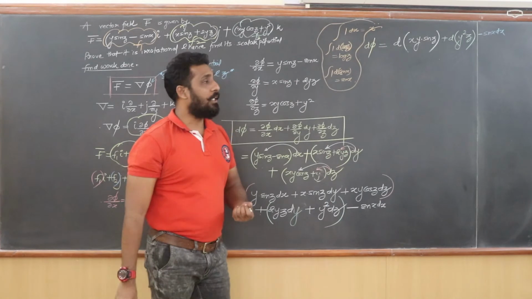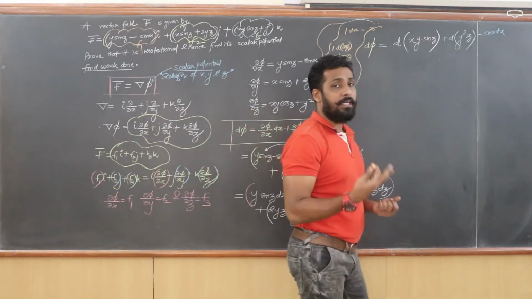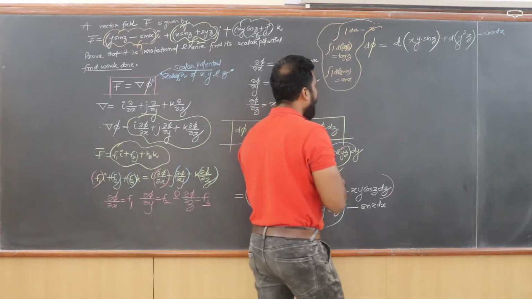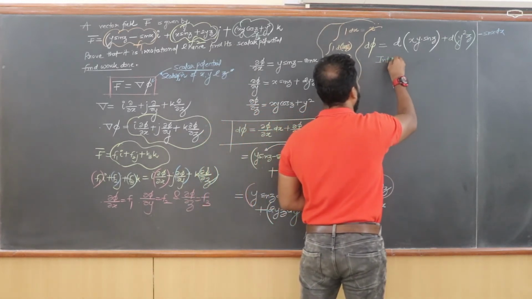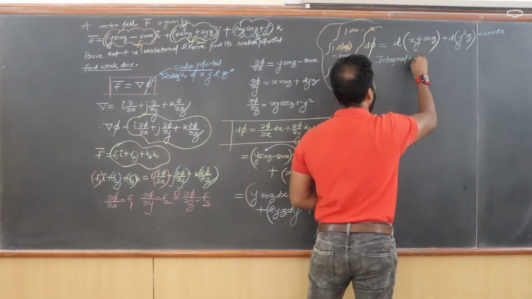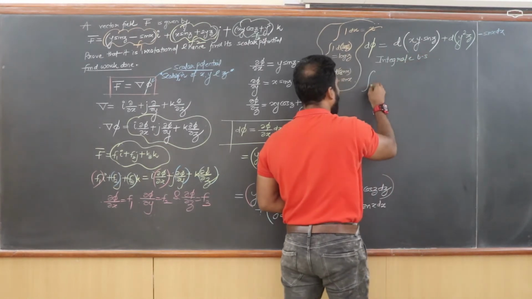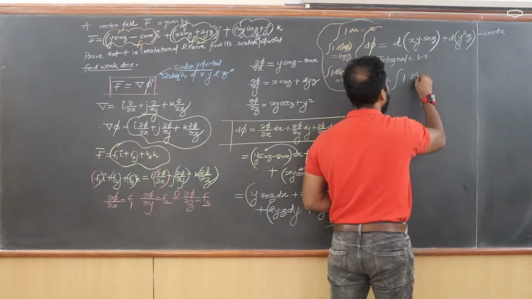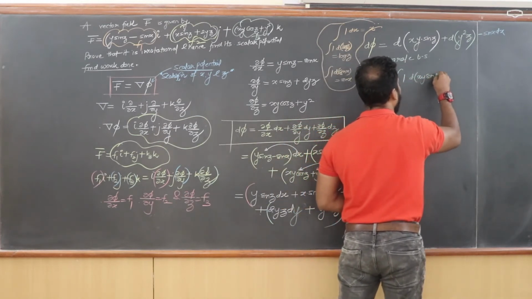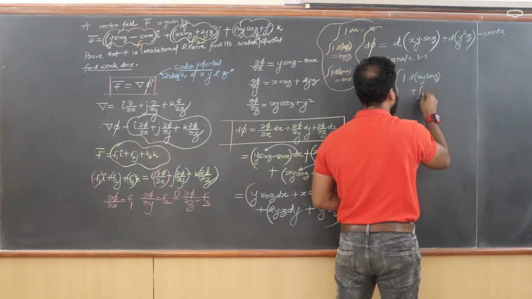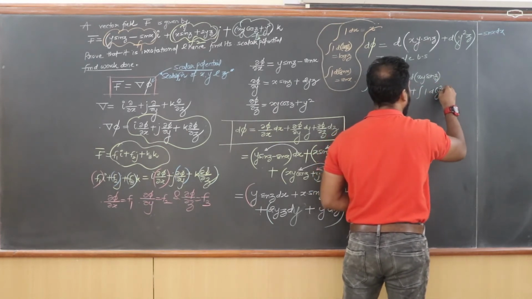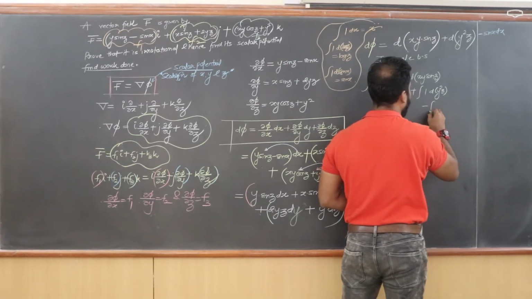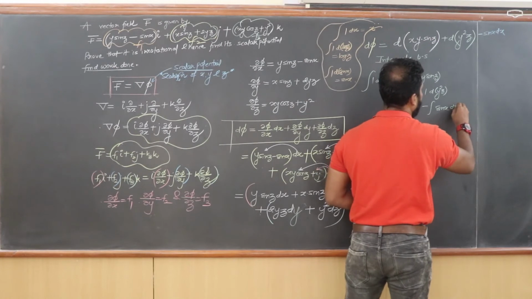Whenever the integration is taken on both sides, obviously if there is a derivative, you simply get the function as it is. That means if I integrate both sides here, I get integration of 1 d phi, equals integration of 1 d of xy sin z, plus integration of 1 d of y square z, and then minus integration of sin x dx.